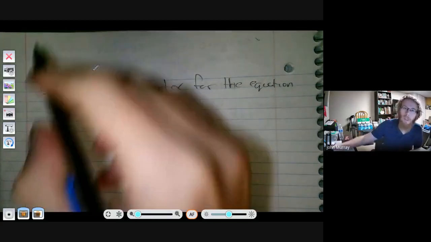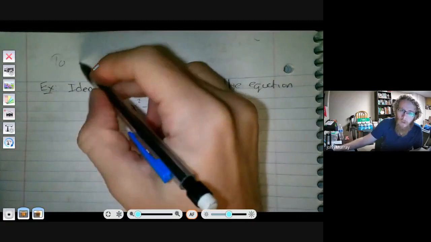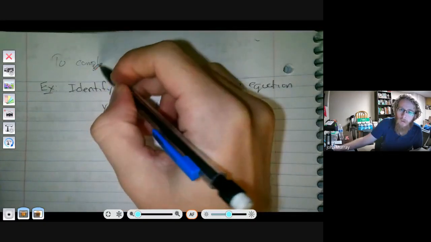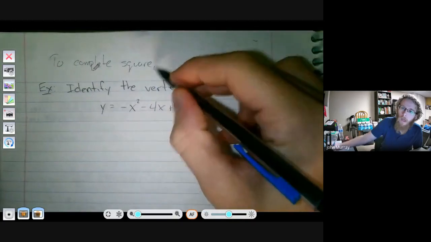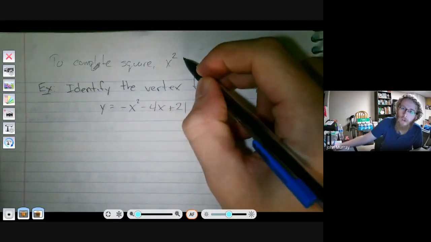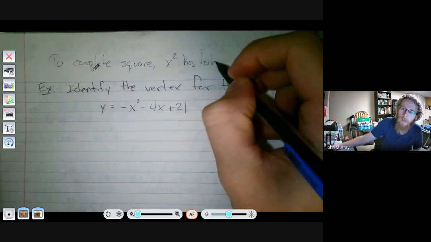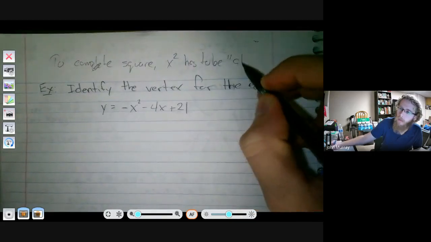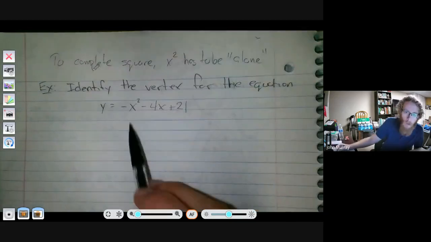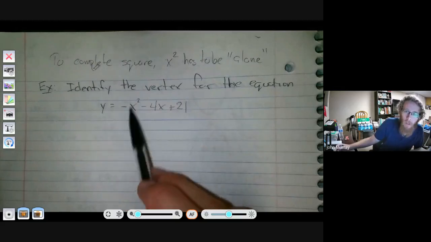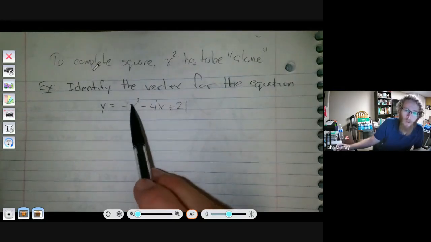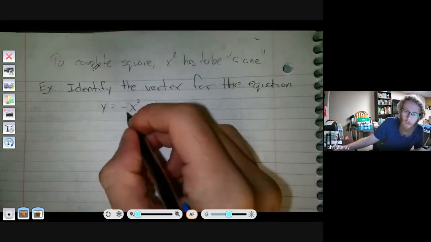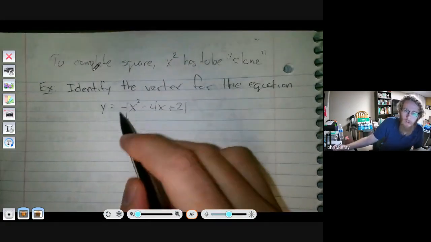So in order to complete the square, our x squared has to be alone. Right? So I don't want anything else in front of this x squared other than a 1. So right now it's a negative 1, so we have to change that. So what we're going to do is factor out a negative.